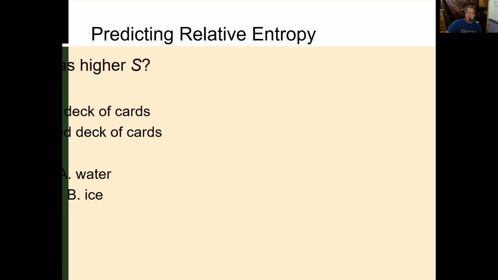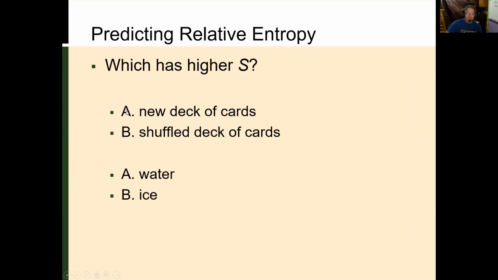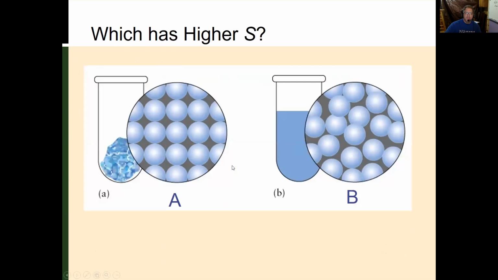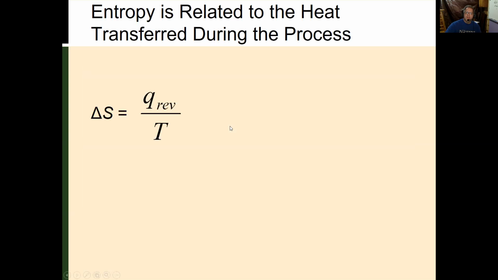All right, so we can predict entropy. If we take a new deck of cards, you know, when you open a new deck of cards, all the cards are in order. And if we shuffle them, there's going to be a lot more possible arrangements. Water and ice are another example. So in this one, a new deck of cards is going to have a higher entropy. In this one, water is going to have a higher entropy. So if we take a look at the ice, see the definite arrangement. In the water, there's a lot of different possible arrangements there.